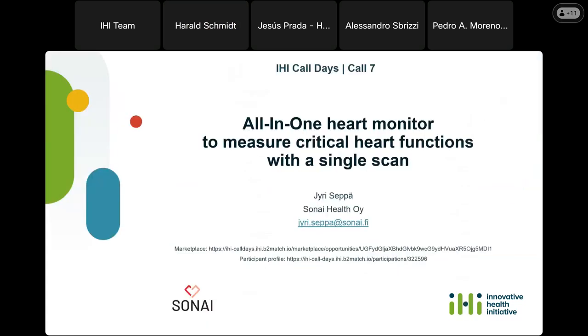Hello, everybody. I'm Yuri, I'm the CEO of Sona Health, and we are a startup developing a new tool mainly for GPs in primary healthcare. The title for us is All-in-One Heart Monitor to Measure Critical Heart Functions with a Single Scan. And the reason for us being a startup to join this call is that we think that our solution is pretty cool and it fits perfectly for this call. Next slide, please.